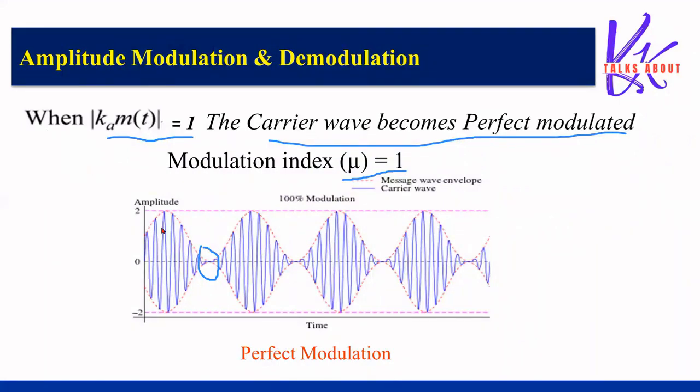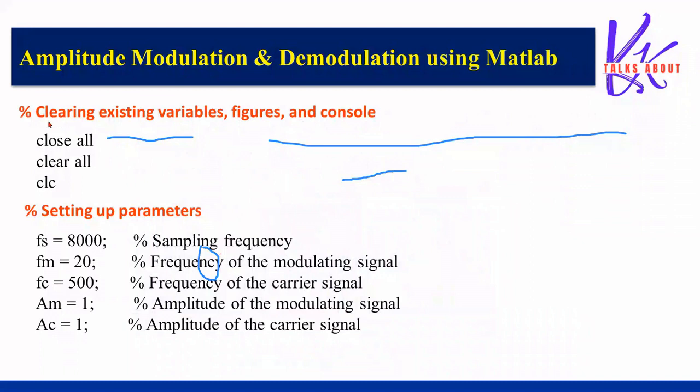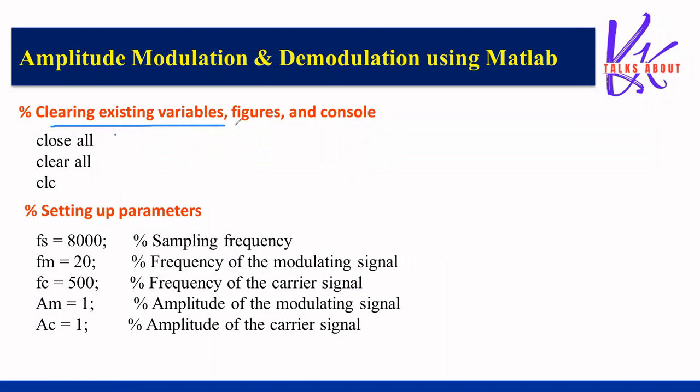So now let us see how to write the program using MATLAB for this amplitude modulation and demodulation. Here is the program that we are given for amplitude modulation and demodulation. First of all, we will clear all the variables, figures, and consoles by giving the commands close all, clear all, and clc.